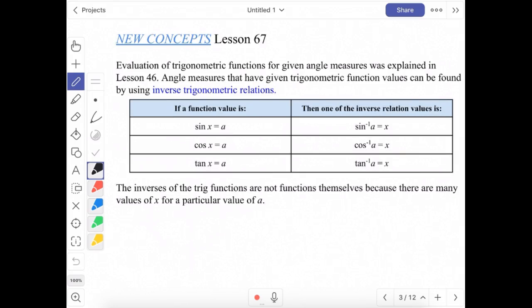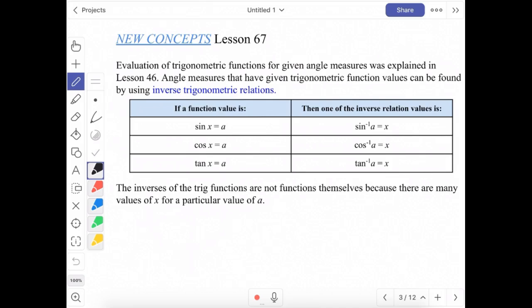Okay? All right. Evaluation of trigonometric functions for given angle measures was explained in lesson 46. Angle measures that have given trigonometric function values can be found by using inverse trigonometric relations. So if we have sine of x is equal to a, then the sine inverse of a would give us x. Like I said before, what we are solving for is the angle by using the inverse trig function.